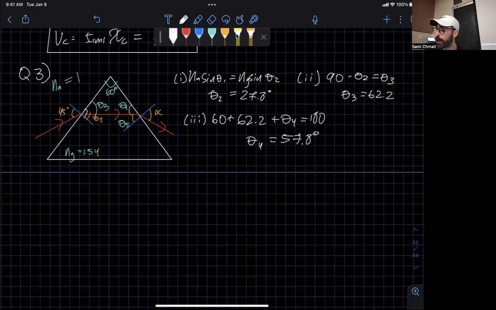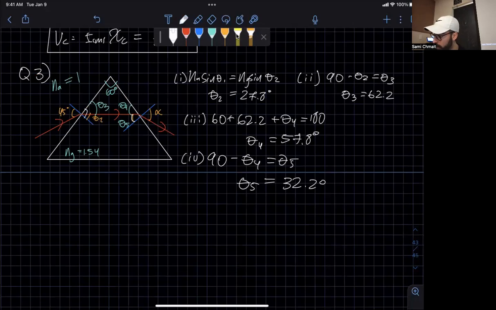And now we can solve for theta 5, where that's going to be this angle right down here. And again, that's because this is perpendicular, so it's equal to 90 degrees. So to solve for theta 5, it's going to be 90 minus theta 4 is equal to theta 5. Theta 5 is equal to 32.2 degrees.